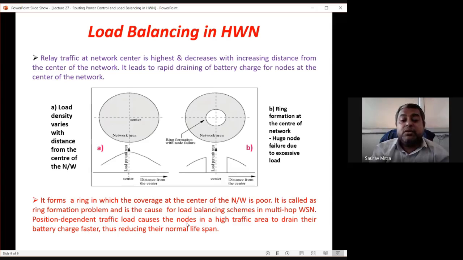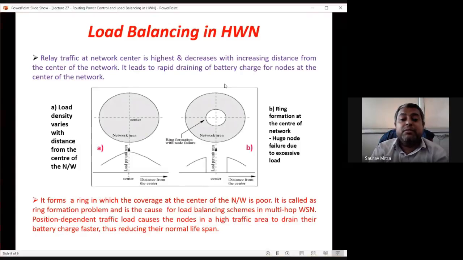Position dependent traffic load causes the nodes in a high traffic area to drain their battery charge faster, thus reducing their normal lifespan. So in this case, the question is, have we done load balancing? The answer is, we have not done load balancing. If we had done load balancing, the curve would not be like this bell shaped curve, it would have been a straight line. If the curve is a straight line, it means all the nodes are equally stressed. But in this case we are finding that the central nodes are more stressed and the side nodes are less stressed. Hence load balancing is not done.